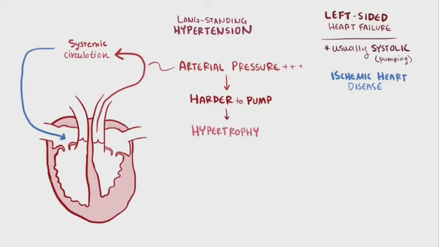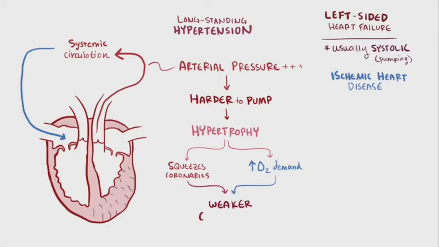with more force. The increase in muscle mass also means that there's a greater demand for oxygen, and to make things even worse, the coronaries get squeezed down by this extra muscle so that even less blood's delivered to the tissue. More demand and reduced supply means that some of the ventricular muscles starts to have weaker contractions, leading to systolic failure.